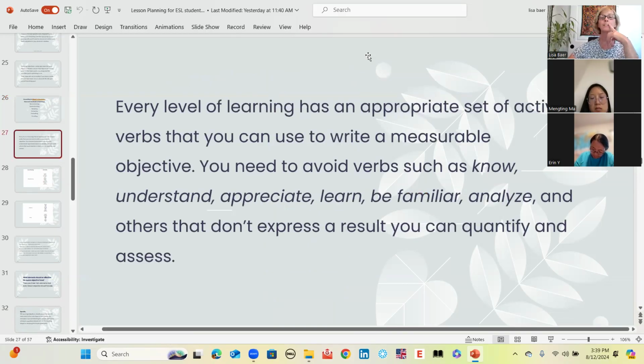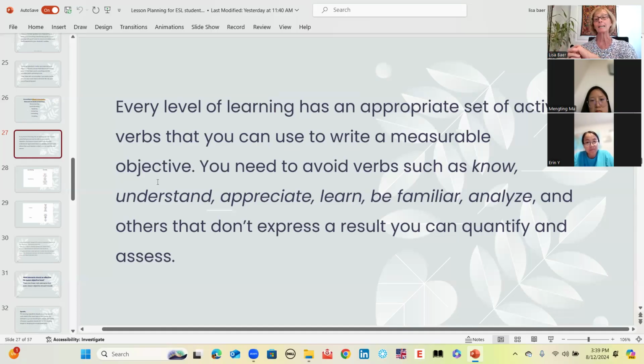So every level of learning has an appropriate set of active verbs that you can use to write measurable objectives. These are really good to have along with that lesson plan book of yours. You need to avoid verbs such as know, understand, appreciate, learn, because they're way too general. These words are just too general. They don't say anything. Be familiar.